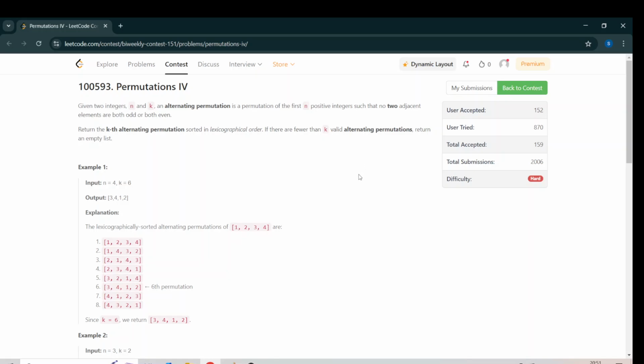Hello everyone. Today I'm going to discuss the last problem of Leetcode Biweekly contest 151, which is permutations 4. So what is the problem? We are given two integers n and k.